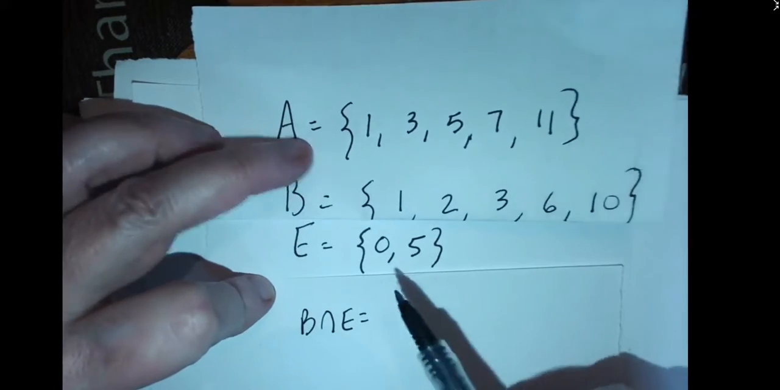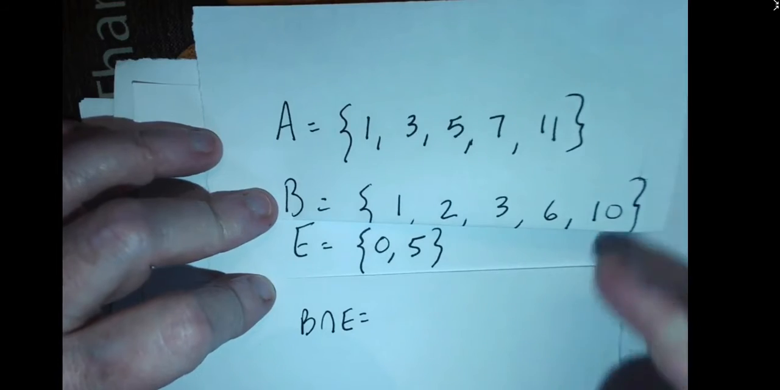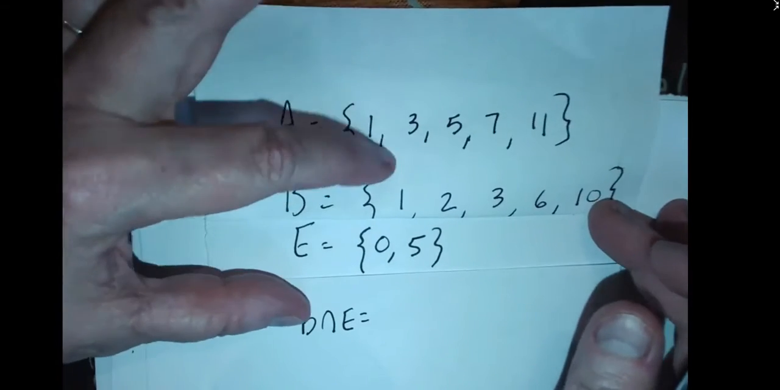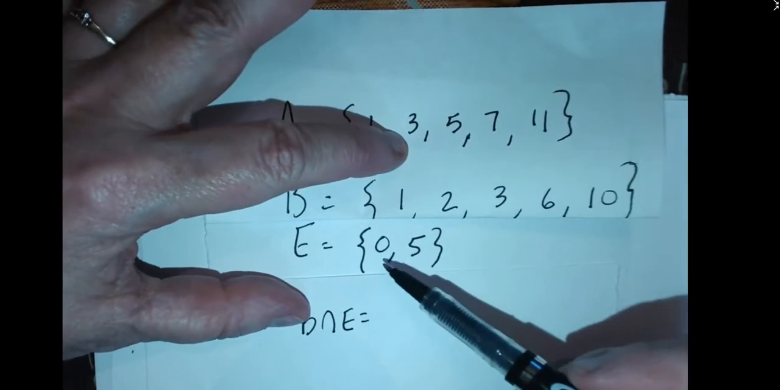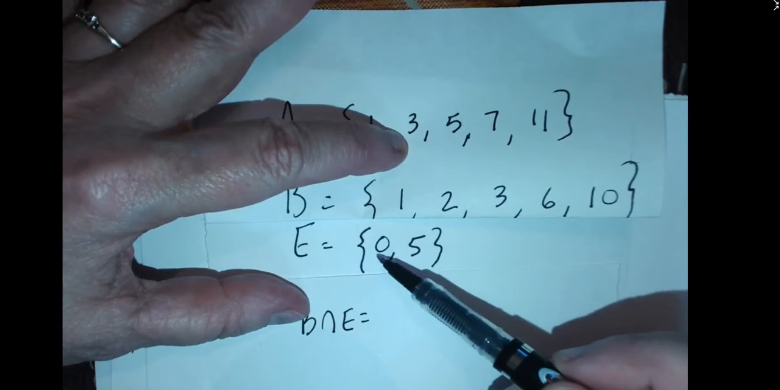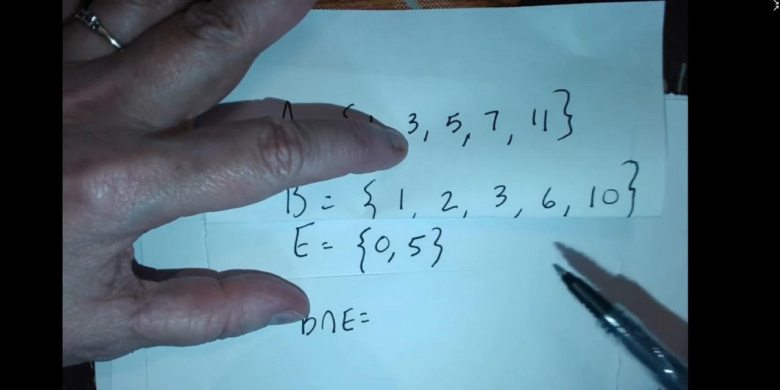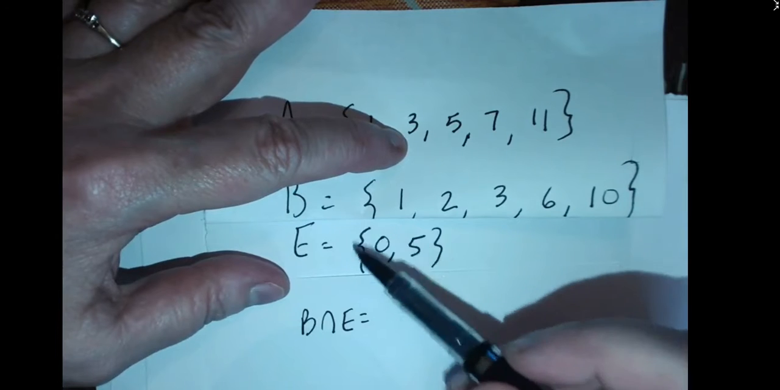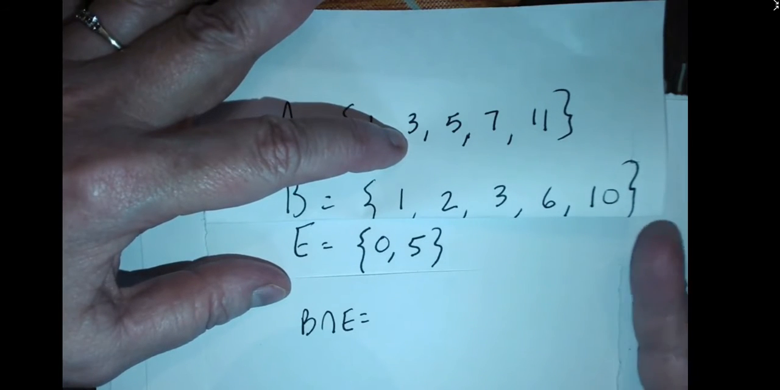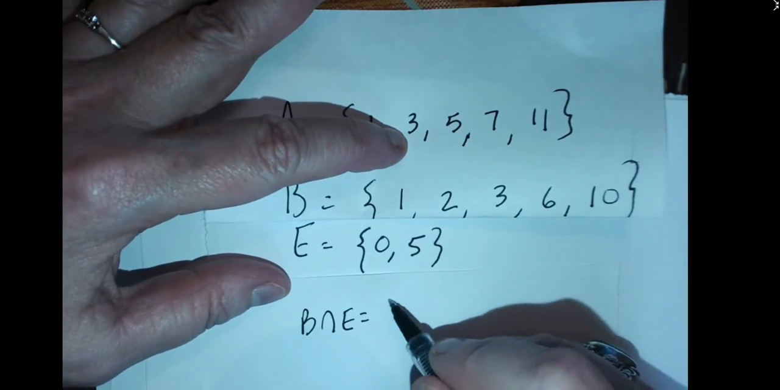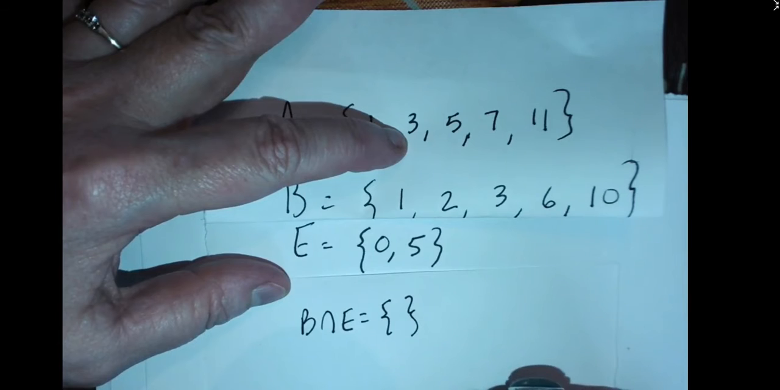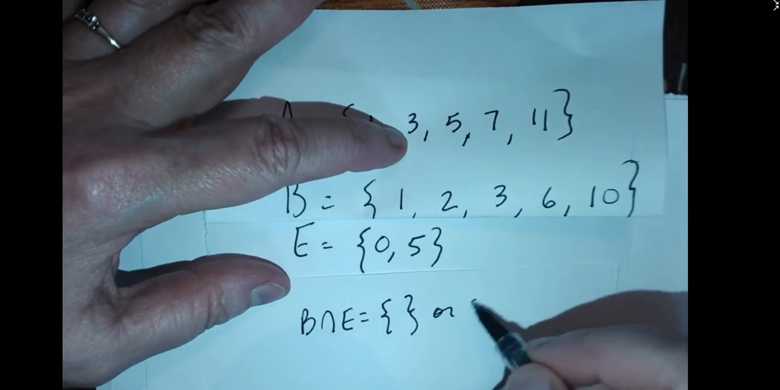You can start with the first one or the smallest one. Why don't we just start with the smallest one? E is the smallest one, and I look at 0, it is not in both of them, and I look at 5, it is not in both of them. So there's not going to be anything in common with these two, and so their intersection is the null set. Okay, there's nothing in common.